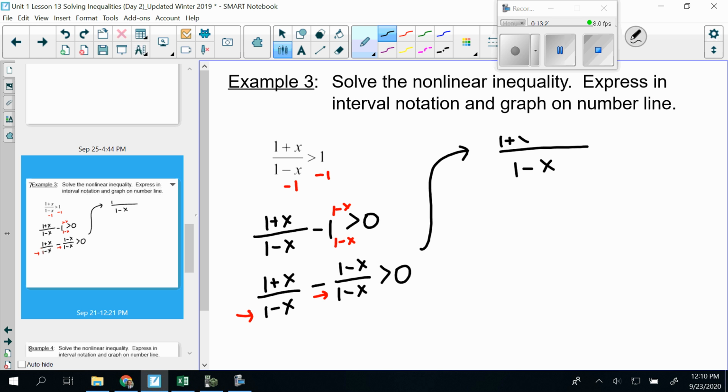So we have 1 plus x minus this quantity 1 minus x here. And notice I put that in parentheses. Because we are subtracting here, we're going to have to distribute that negative sign to both. So now what we have on top is 1 plus x minus 1 plus x.